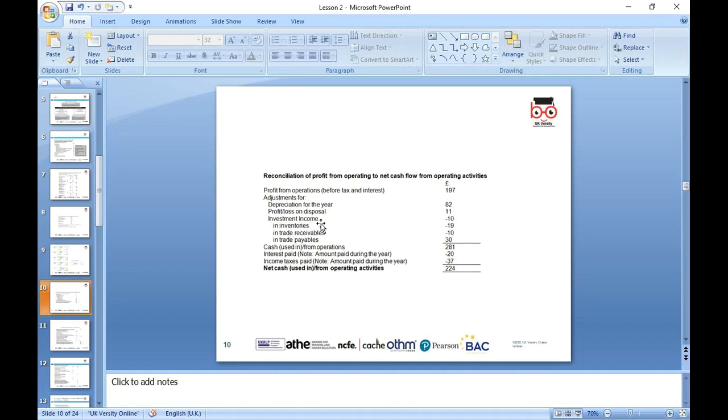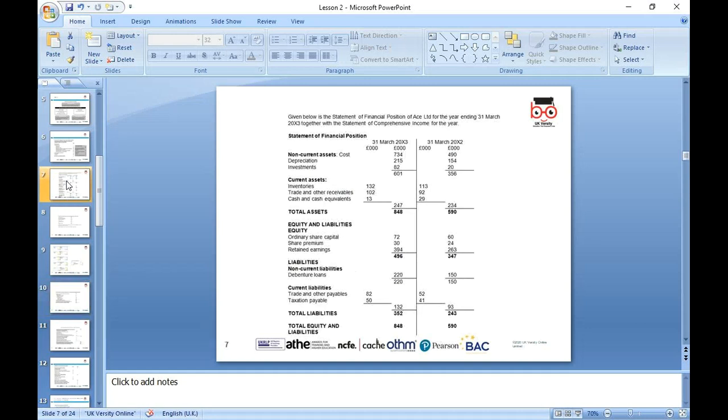Then the profit on disposal. We don't have a profit, basically we have a loss. We minus it in the first place, so we add it back. Investment income we added as an income, but now we minus it because this is not operating activity. This should go under the investing activity.